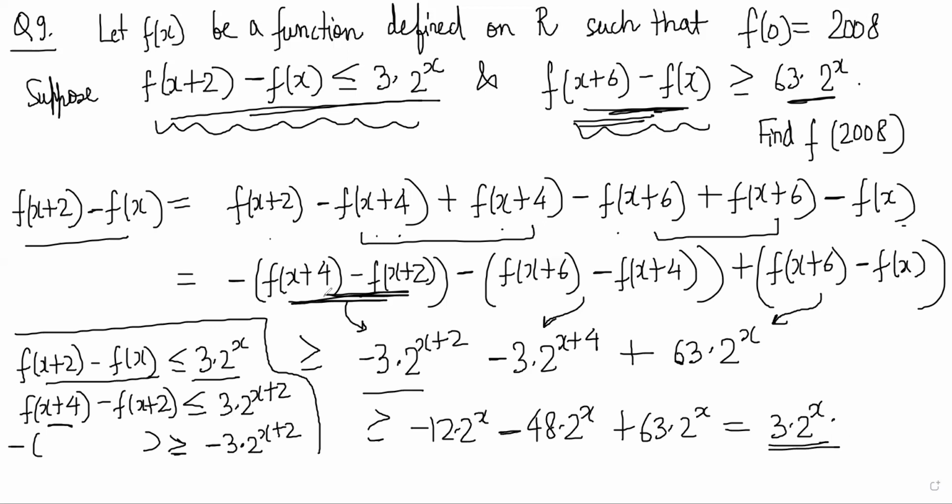So what I'm getting now is a nice result. I'm getting that f of x plus 2 minus f of x is greater than equal to 3 into 2 power x. And we already know that it is less than equal to also 3 into 2 power x. So how can something be less than equal to and greater than equal to the same value? The only possibility is that it is equal to 3 into 2 power x, right? So basically now this implies for us that f of x plus 2 minus f of x is equal to 3 into 2 power x, right?